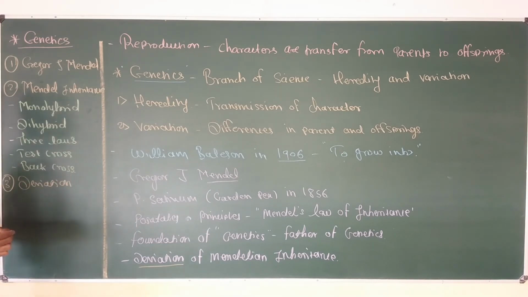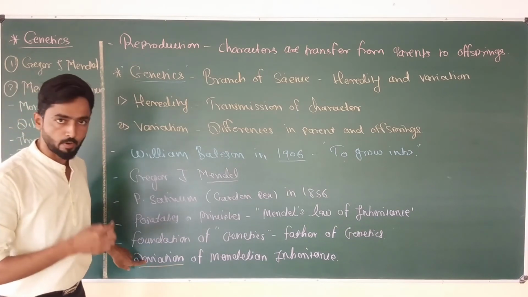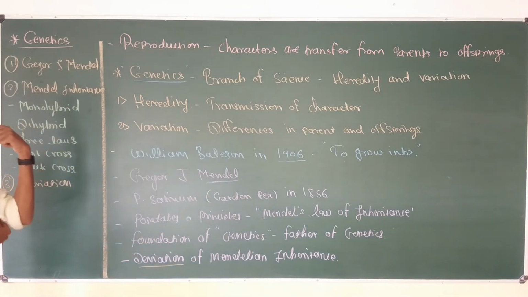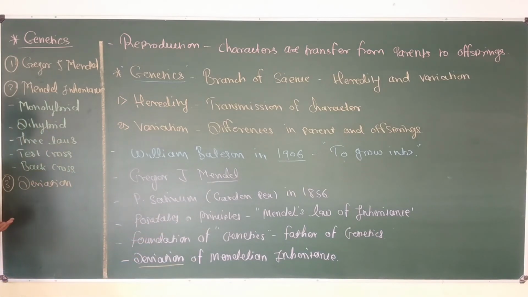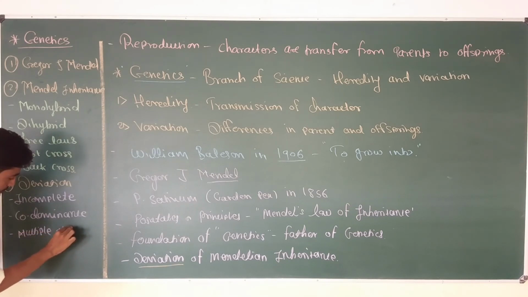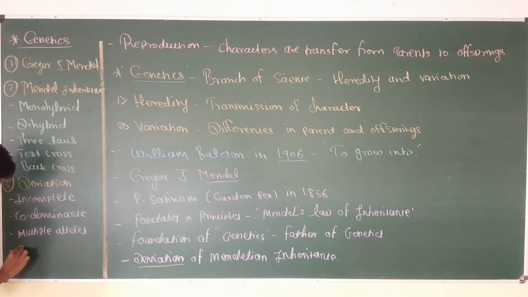As I told earlier, after the 19th century, many scientists found some deviation in the Mendelian ratios, which is called deviation of Mendelian inheritance. And in this part, I'm going to talk about incomplete dominance, codominance, multiple alleles, pleiotropy, and polygenic inheritance.